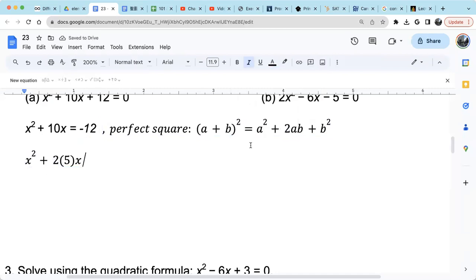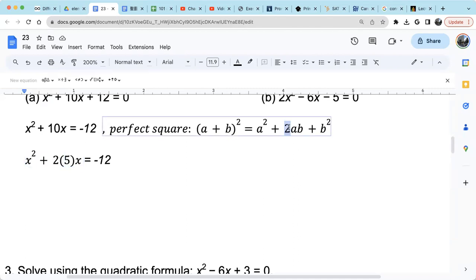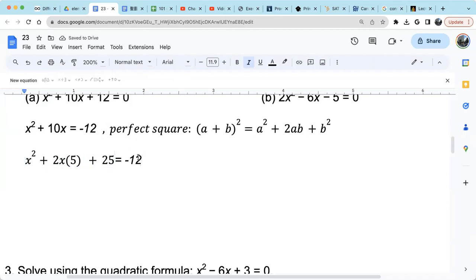Then this equals negative 12. So I need to make this a square. You see, x is a, and b is 5, right? In the formula, I have 2a. Here, I also have 2a. If I write x here, my a is x, my 2a is 2x. Then 5 will be my b. So this is plus b squared, and b squared is 25. Then I need plus 25 on both sides of the equation.